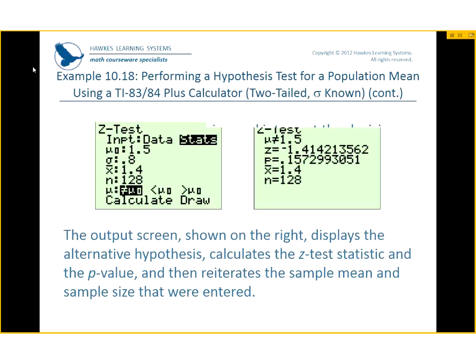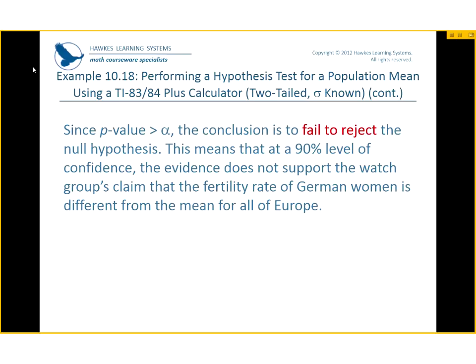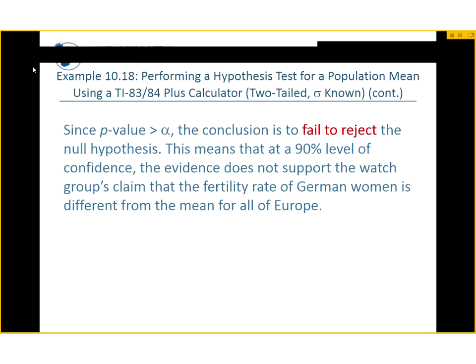All right, so the great thing is you're given the p-value, 0.1573, by the calculator. It wasn't identical to the one that we found, but it was really close. So you compare it to that 0.10 level of significance, and you fail to reject your null. Instead of doing it by hand, we did it in the calculator. So you might want to practice with that. Thanks.